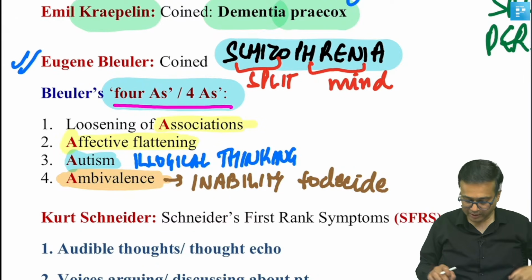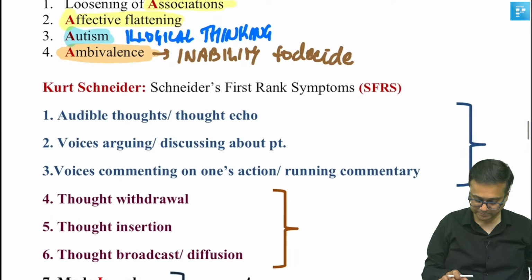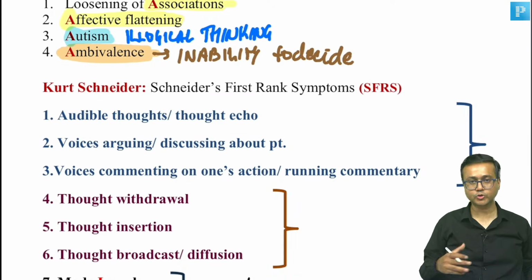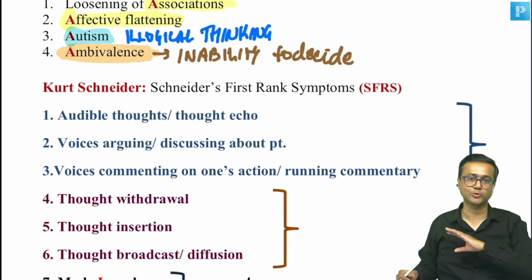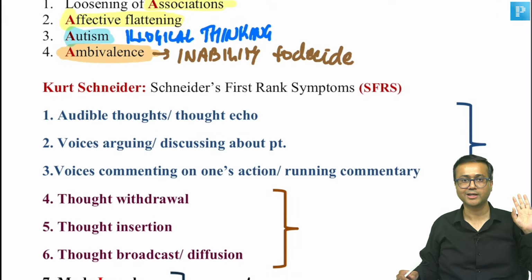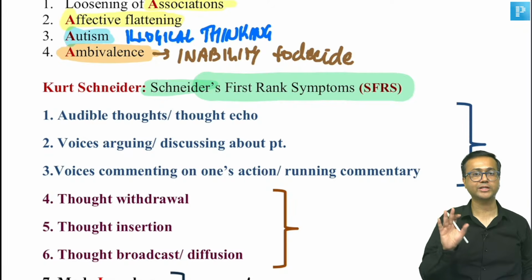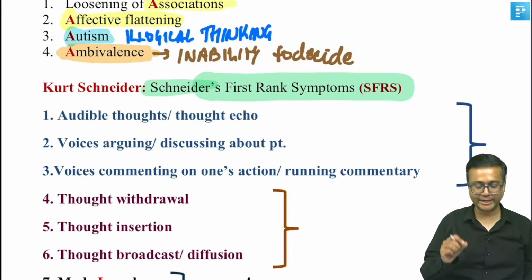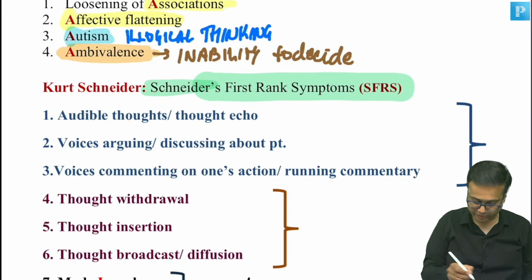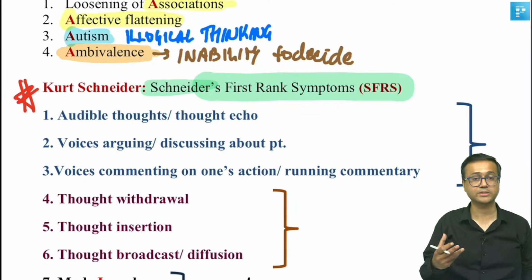Is it clear? Let's discuss one more gentleman, Kurt Schneider. So Schneider said, let me increase the burden of students. He gave in fact 11 symptoms, and those are known as Schneider's first rank symptoms or SFRS. But don't worry, many of these symptoms we have already discussed. So let's discuss some of these Schneider's first rank symptoms. Again, this is very important, but nowadays they may just ask questions from the history also. We'll discuss some clinical questions.